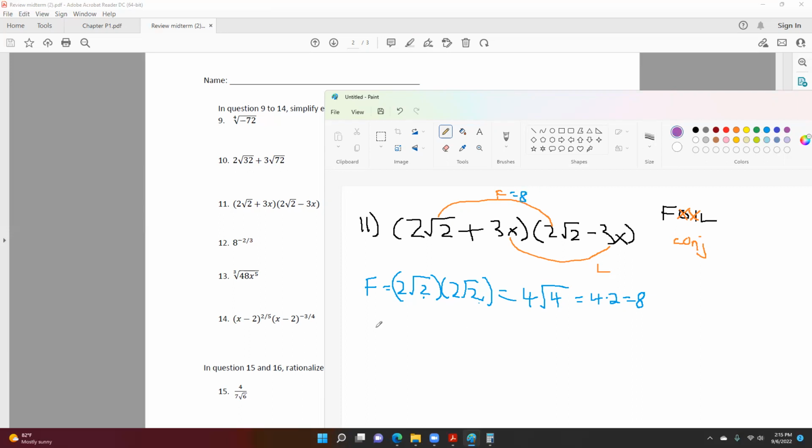The last is just 3x times negative 3x. Don't forget, this side is a negative 3x. So that will give us negative 9x squared. So your answer in this case will be, in green, 8 minus 9x squared.